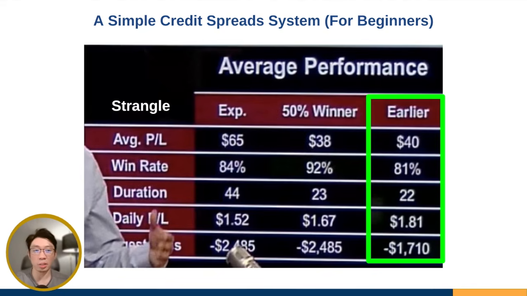And same thing as well, this is for the strangle. If you exit earlier, in the end, you're still going to get slightly better performance. As you can see over here, this is the daily P&L. The daily P&L when you exit at 21 DTE is the highest. So if you want to have a better return in the long term, not just 1 or 2 trades or 10 trades, but over 100 trades or more, then you want to exit at 21 DTE. And at the same time, if you do not want to get into early assignment, then exiting at 21 DTE is the way to go.